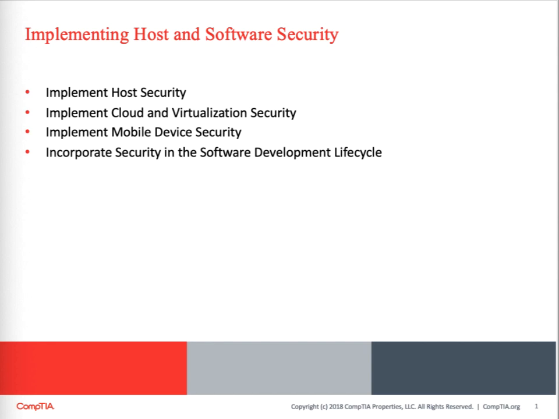All right, so implementing host and software security. Now that we've identified different types of threats to our computing environment, we need to look at the state of security in our organization. So we need strong security measures to help prevent threats from exploiting any of our assets.